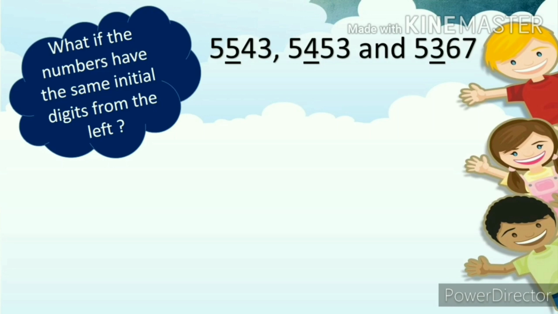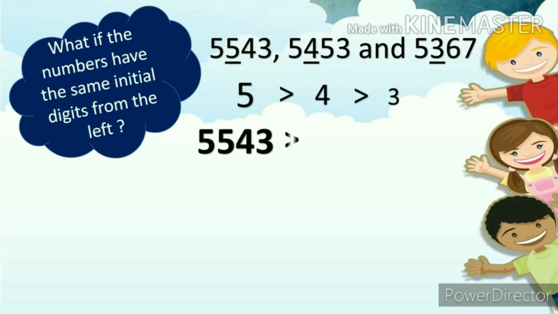So, move on to the second number, that is 5 in 5543, 4 in 5453 and 3 in 5367. Take the second number and then compare. On comparing, we get that 5 is greater than 4 and 4 is greater than 3. Therefore, we can say that the number 5543 is greater than 5453 and that is greater than 5367.